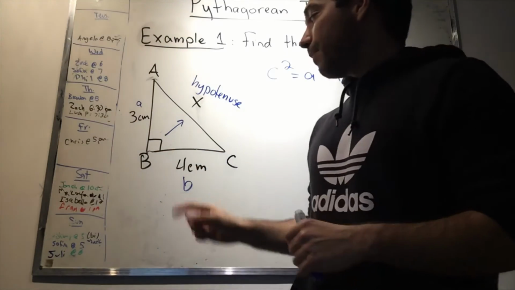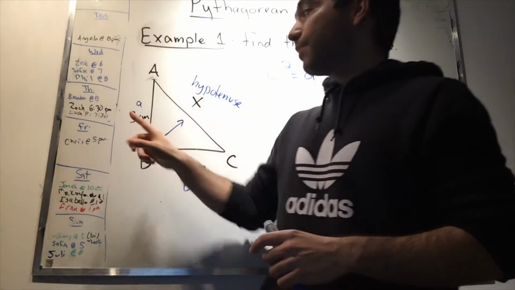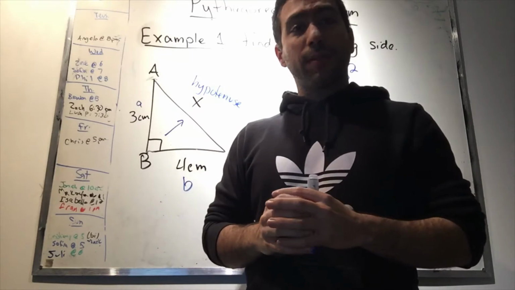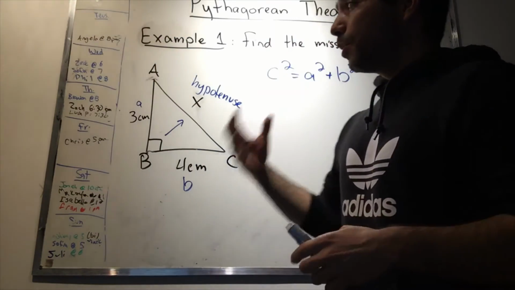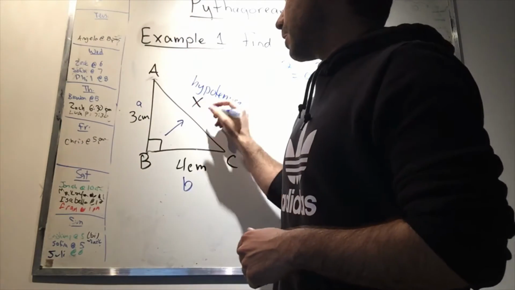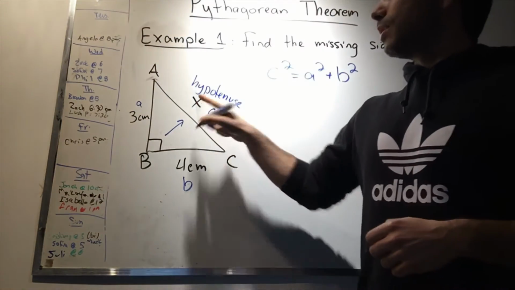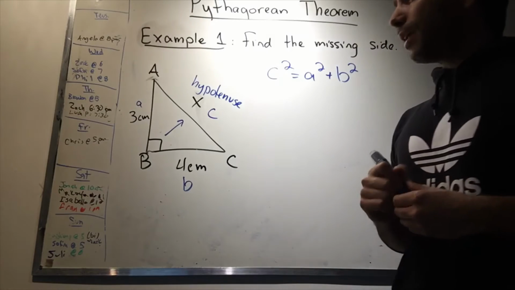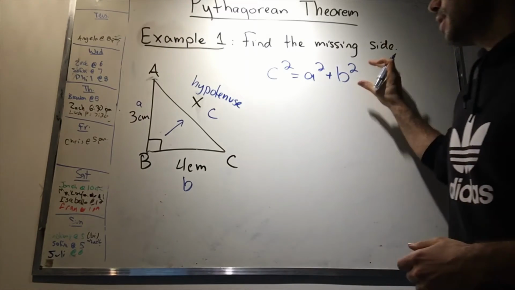Okay. So if you want to switch and call the bottom A and the left side B, that's all right. That's fine as well. It's gonna work. But what's super important is that you call this longest side C. So C is really your x. That's the value that we're looking for. So now you plug this into your formula.